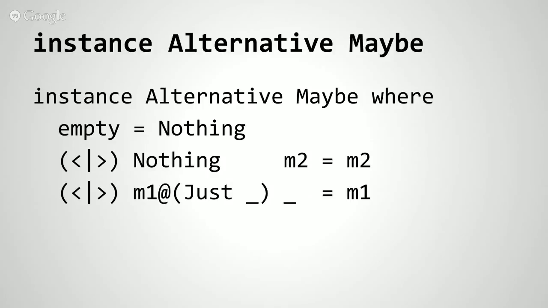Maybe is an Alternative with empty equal to Nothing. And if you have two Justs, then you favor the first one. Or another way to say it is that once there's a Just, you can just ignore the rest of the choices.